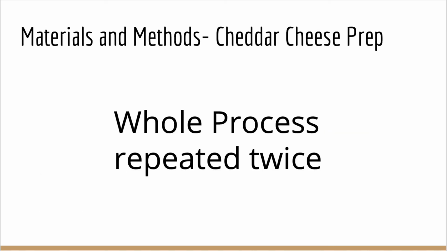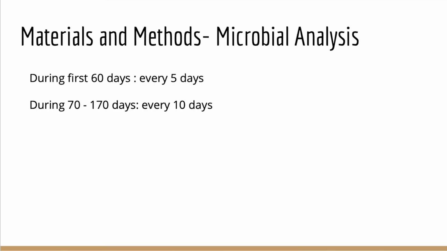The whole cheddar cheese preparation process was repeated twice in order to ensure proper replication. For microbial analysis, during the first 60 days of the ripening process, analysis was taken every 5 days, and during the 70 to 170 days of the ripening process, microbial analysis was taken every 10 days.